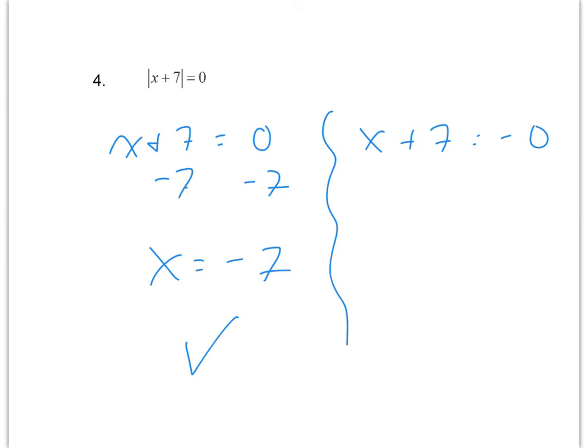So it works. And I'll be honest with you, as long as you did your algebra correctly, as long as there's no variable outside the absolute value, when you solve the absolute value equation, both answers will work.